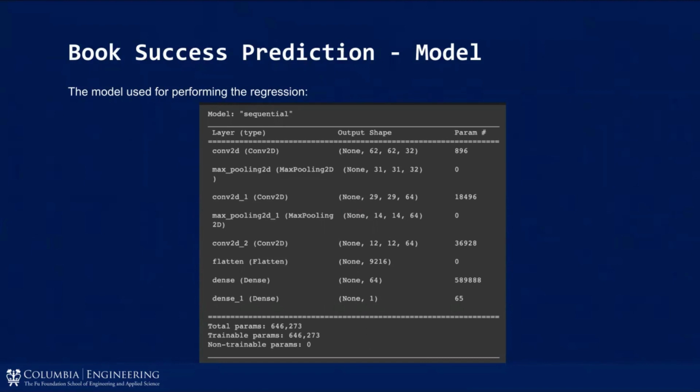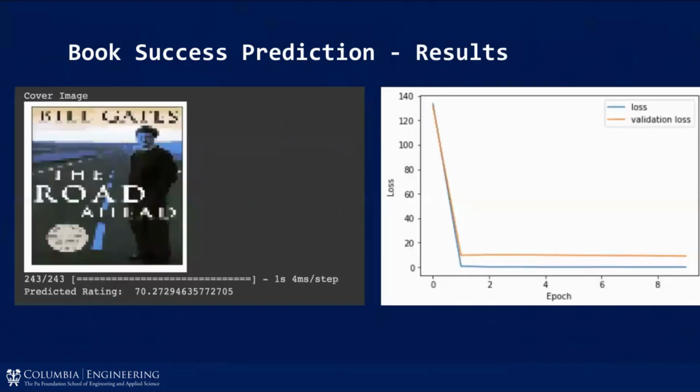Then we pass it on to a dense hidden layer of 64 neurons, and then we connect it to one neuron in the output layer because it's a regression problem. So the total number of parameters involved are about 646,000 parameters, which is reasonably good comparing to the large data set that we actually possess. And upon training the model, we were able to get reasonably good results. You could see that for a given cover image, the predicted rating is about 70.2.